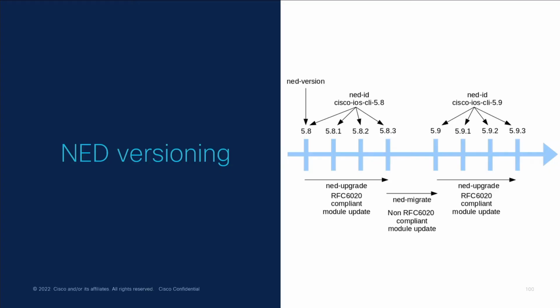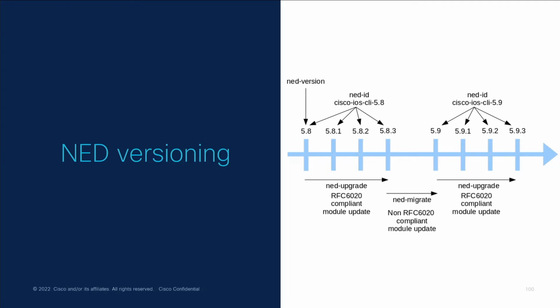Of course, this applies to all the models in NSO, but now we're more interested in NED versioning. If we want to understand all of this, we need to understand the versioning schema in the NEDs. As with all software versioning systems, we have a major version, in this case 5, a minor version, which is 8, and the third number is usually the maintenance version, and if you have a fourth number, it's a patch.